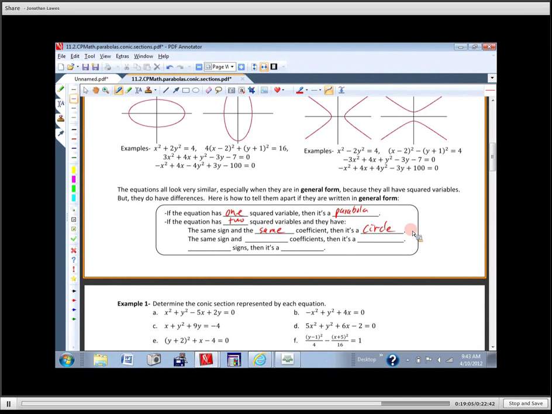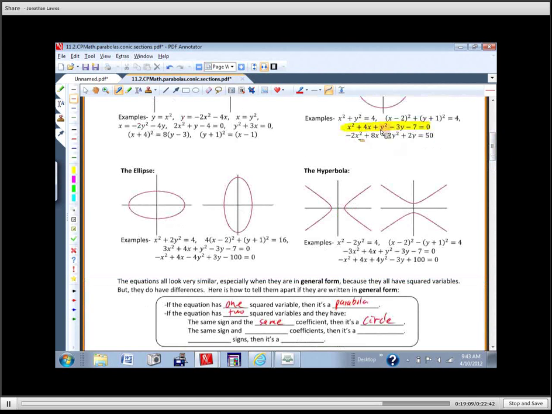So let's take a look at the ones that were circles. They're on the same side. They have the same sign. They're both positive, and they're both positive ones. So we're in good shape there. They're on the same side. They both have the same coefficient and the same sign. They both have negative 2's in front of them. Okay, so that makes it a circle.